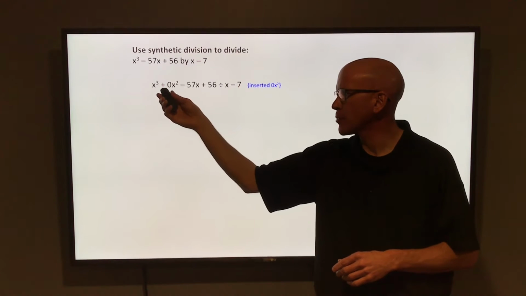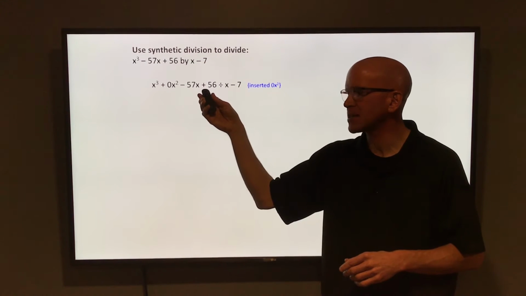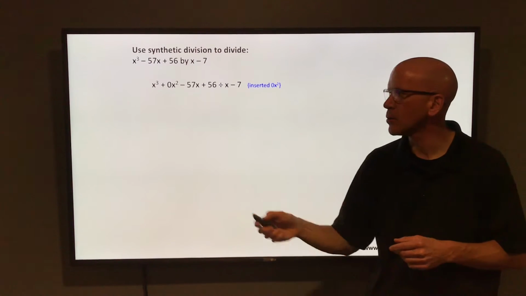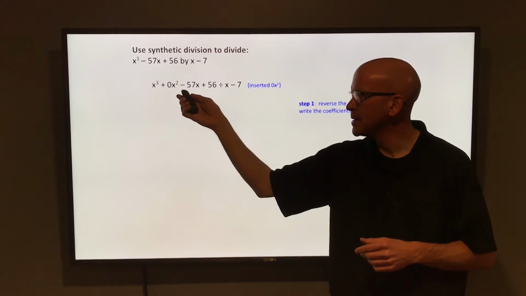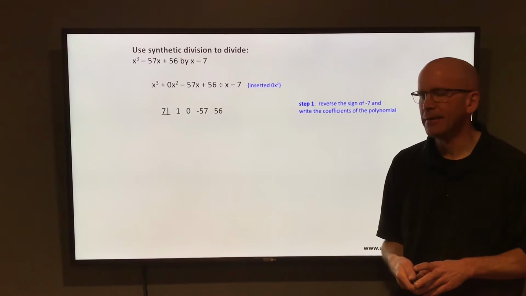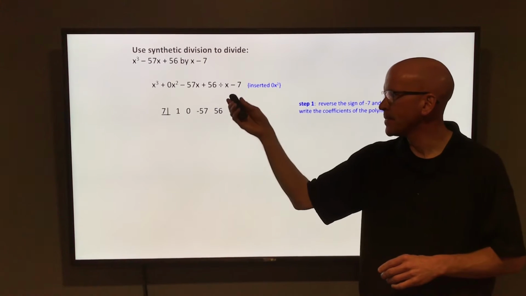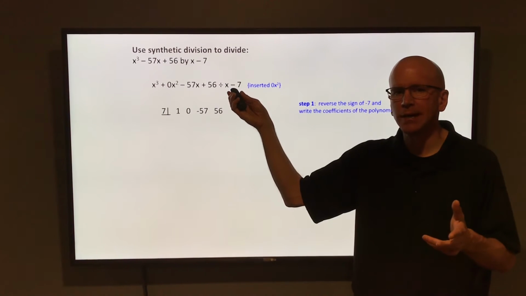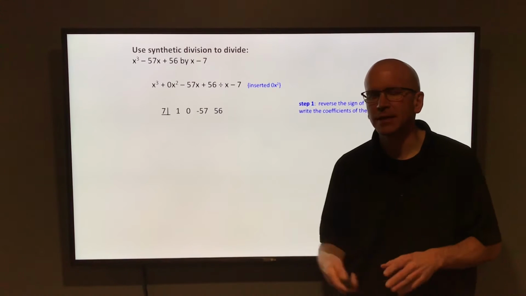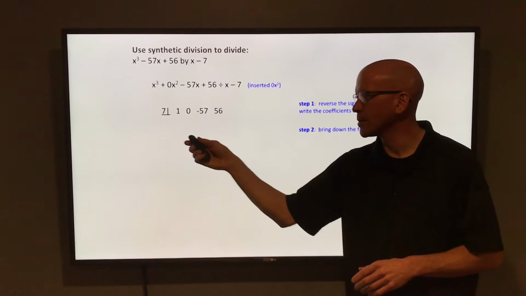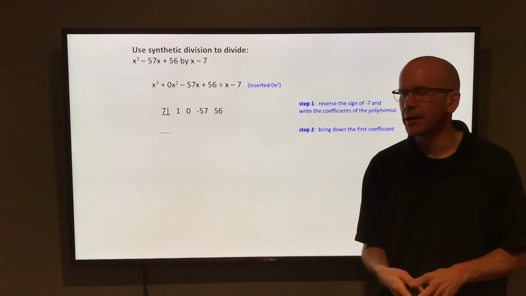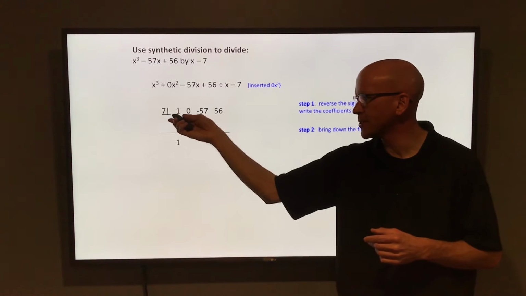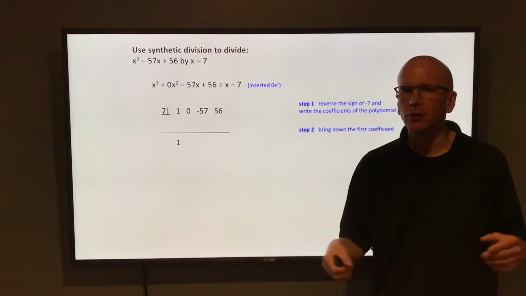So now we have x to the third plus 0x squared minus 57x plus 56, still divided by x minus 7. Next, list the coefficients. We have coefficients of 1, 0, negative 57, and 56. So list those coefficients. Then go to the divisor, what you're dividing by, that x minus 7, change the sign on the minus 7, and put a positive 7 in the box. Make sure you draw your horizontal line with enough room to include another list of numbers under those coefficients. After that, bring down the first coefficient, bring that 1 down, and then you're just multiplying and adding.